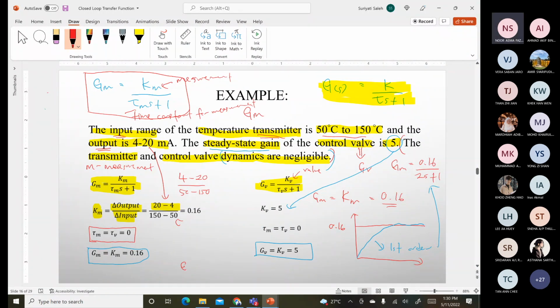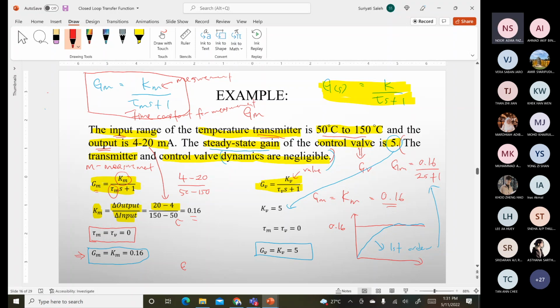So for this part, for example, the GM equal to KM over tau MS plus 1. The KM can be calculated as the data output over data input. Based on this, you get 0.16, so Km equal to 0.16. How about the tau M? The tau M here refers to the measurement time constant. Since the transmitter dynamics are negligible, tau M equal to 0. That's why in the end, you get Gm equal to Km equal to 0.16.